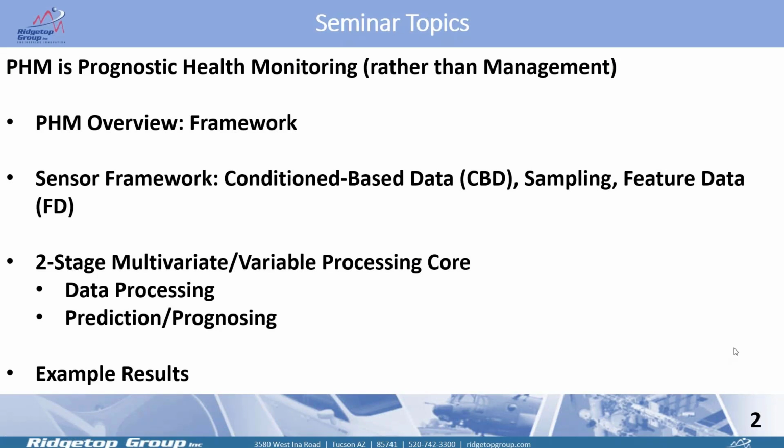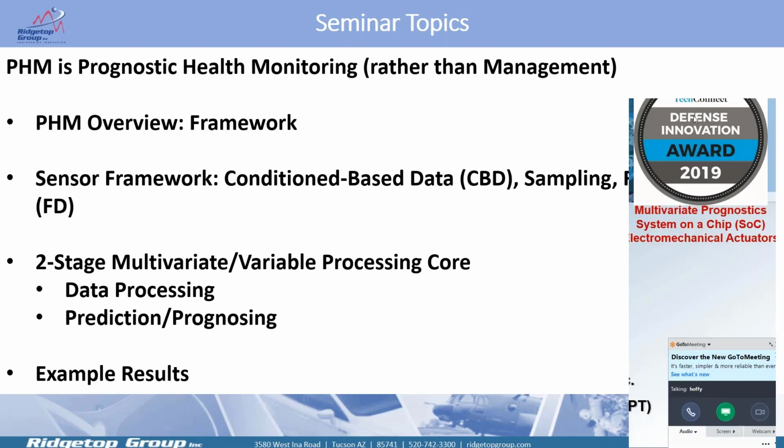Today, we're going to cover the PHM overview from a framework point of view. And we'll talk about the sensor framework, which basically processes condition-based data. The sampling extracts feature data. Then there's two other frameworks, so we call it a two-stage multivariate core. One is a data processing framework, and the other is the prediction framework. Those two frameworks basically process the data, do some transforms, and produce prognostic information: remaining useful life, state of health, prognostic horizon. Then we'll talk about some example results. Next.